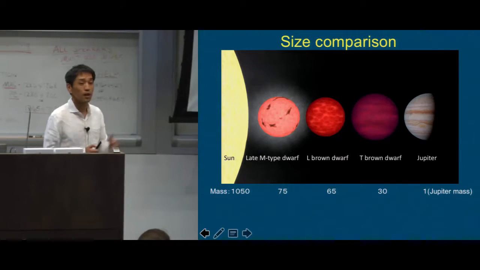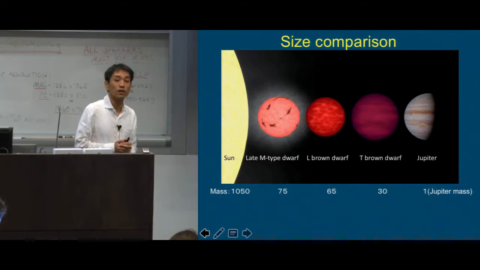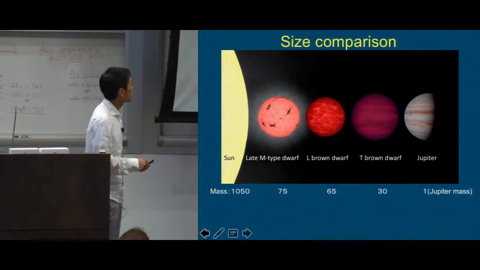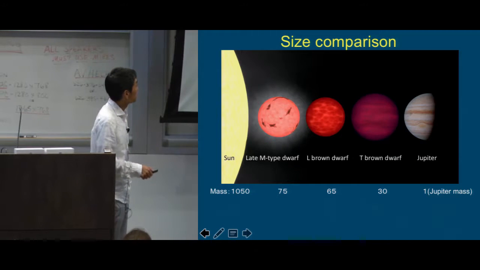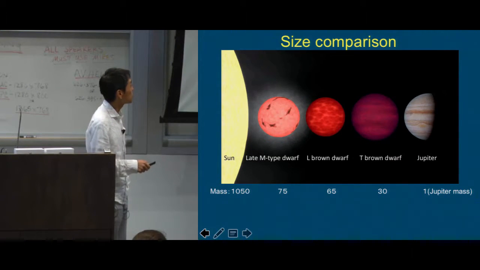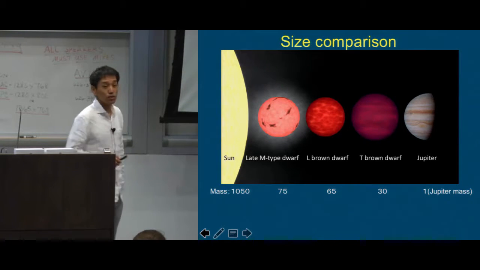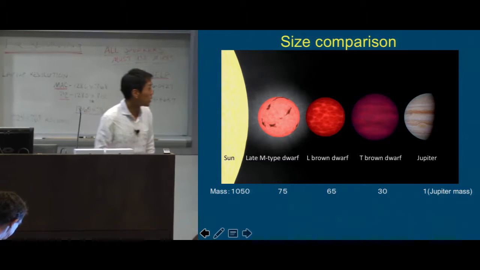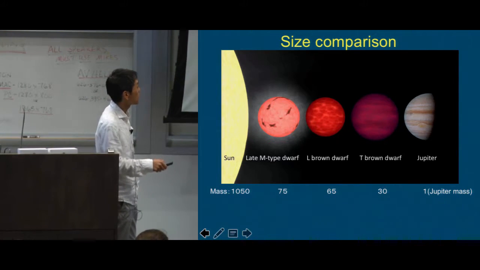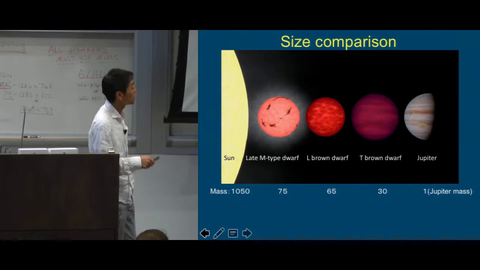So this illustrates the idea of what objects we are talking about. This is the size of late M-type dwarfs, L brown dwarfs, T dwarfs, and Jupiters. They all have similar size. And this kind of free-floating planetary mass object is somewhere between these T dwarfs and Jupiter.